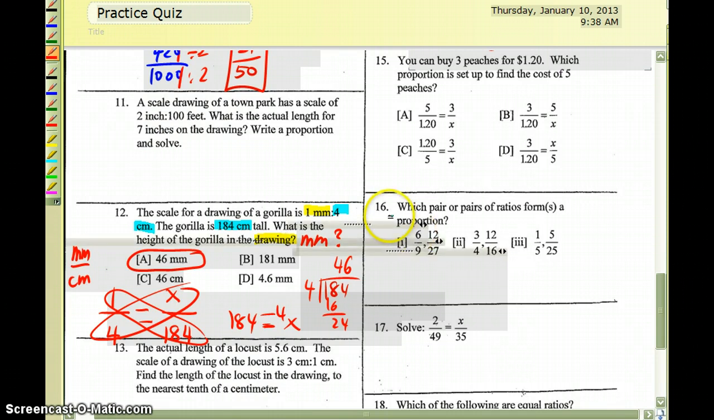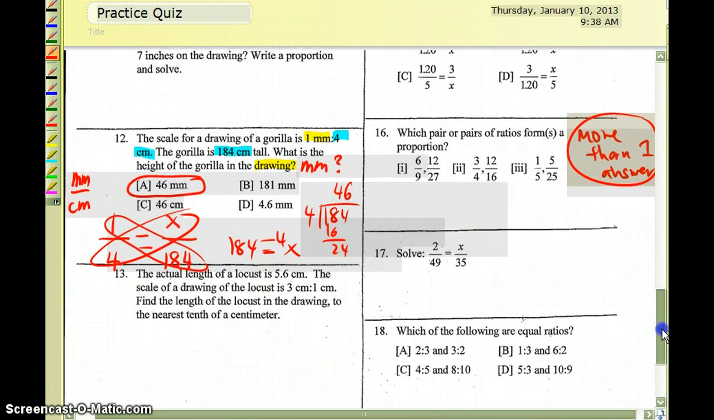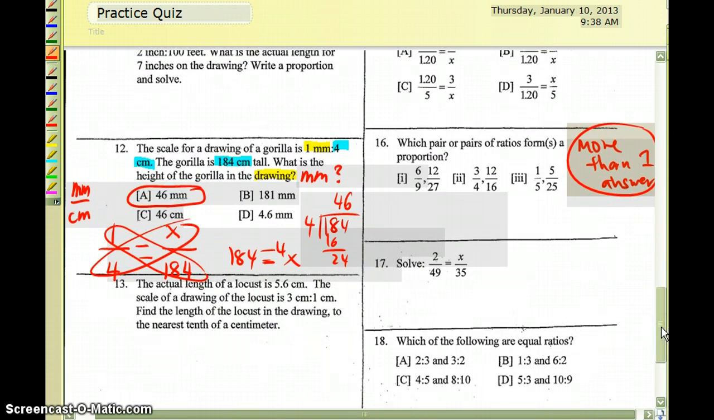And for number 16, there's going to be more than one answer. So be careful. I know that might be a question here. And everything else should just have one answer here. Study hard.